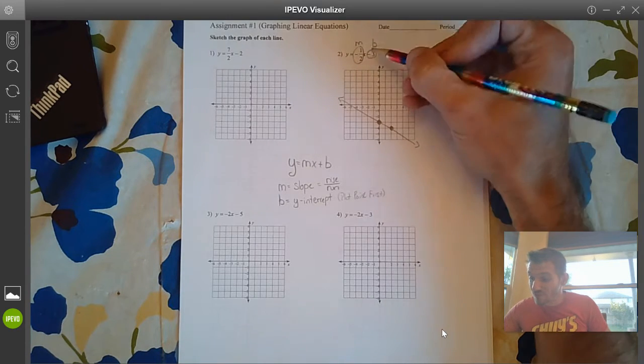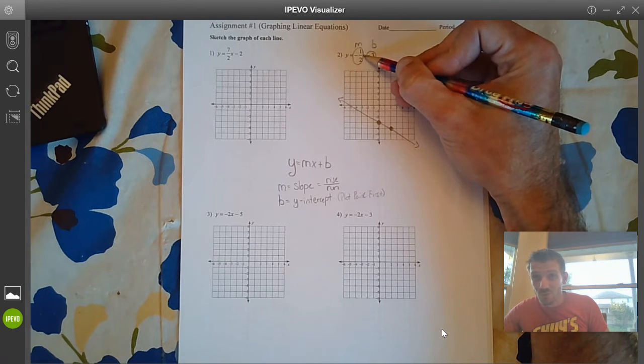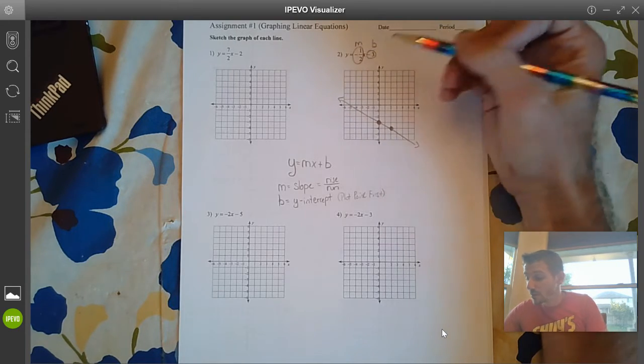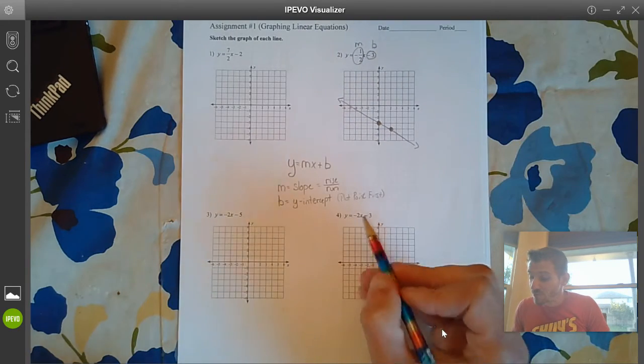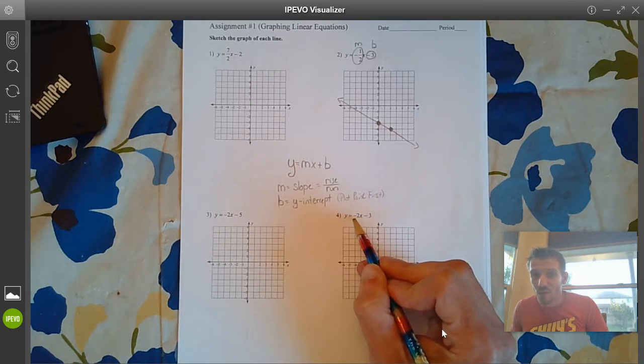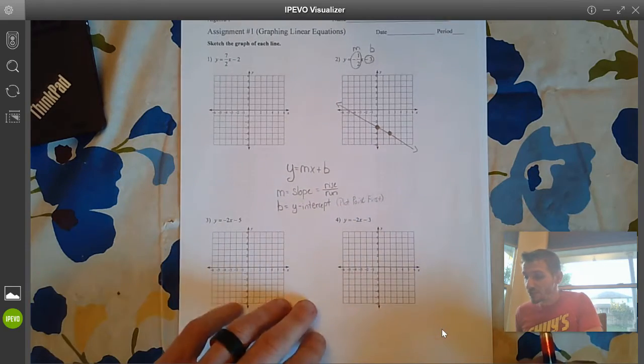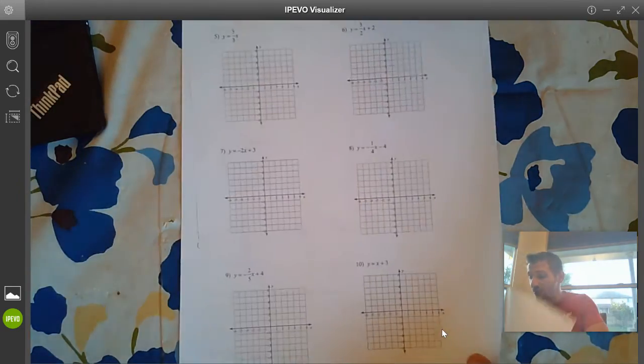If you don't see a number in front of the letter x, you can always assume that that number is 1. You can make it a fraction, for example -2, by putting it over 1. That should solve all your problems for that assignment number 1.